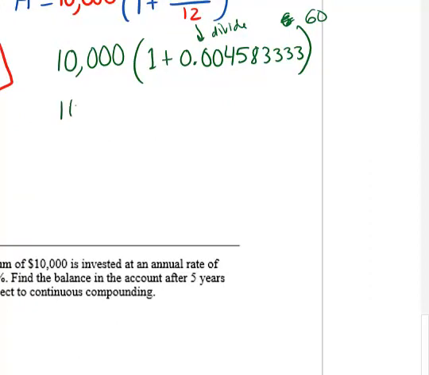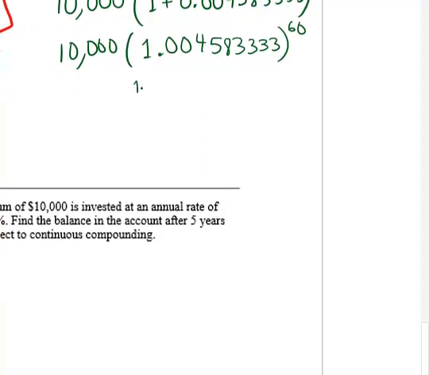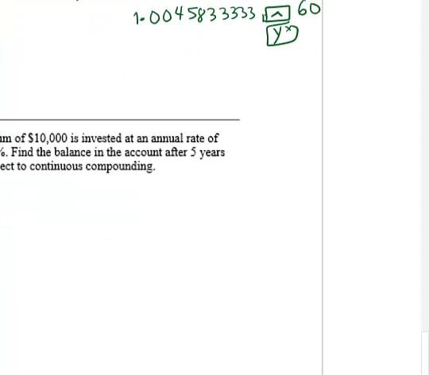All right, so we got 10,000 times, and then 1 plus this number is just going to be 1.00458333. So I can copy that exact same decimal, just put a 1 in front of the decimal. Now this looks like something we've seen. Like we did before, I'm going to type this number in my calculator. And then that caret button, or if you have y to the x, whichever one you have, 60. And then whatever I get, I'll multiply by 10,000 when I'm done.